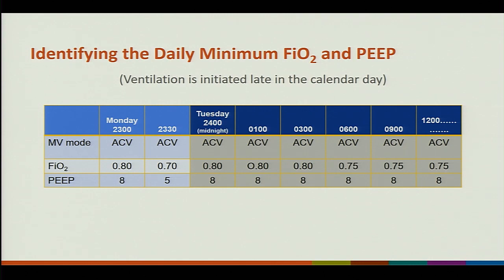Okay, let's look at an example where there may not be a time frame in which any value has been maintained for at least an hour. Let's look at Monday on this table. It's the blue on the left. So this is an example of a patient that was intubated late in a calendar day. The daily minimum FiO2 would be 70, and the daily minimum PEEP would be 5.